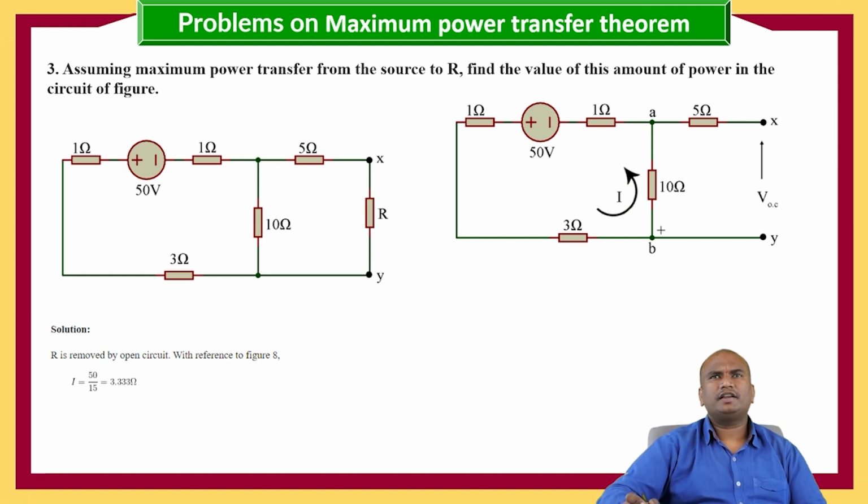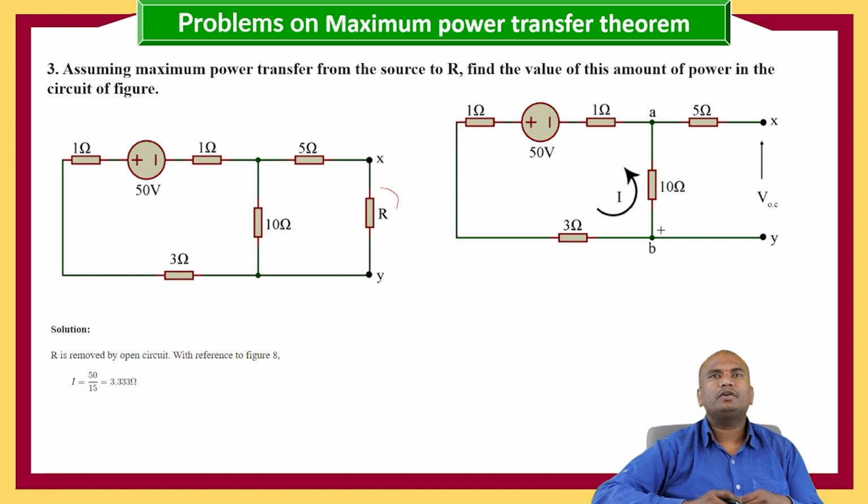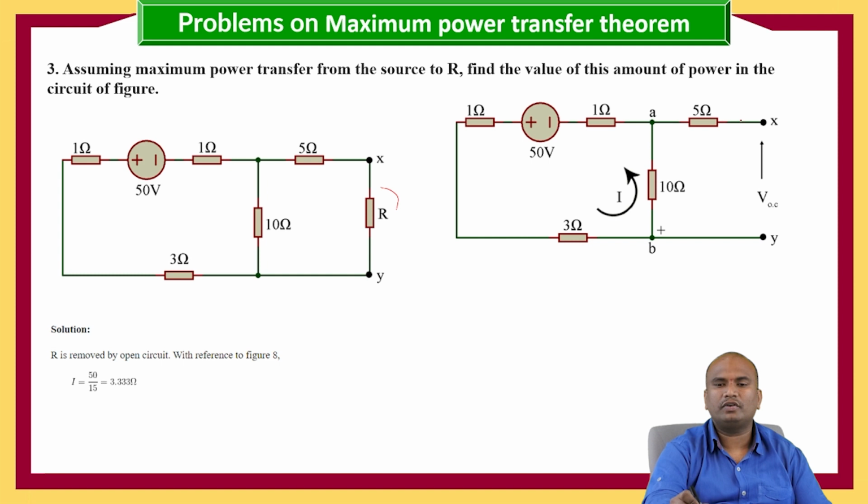Assuming maximum power transfer from source to R, find the value of this amount of power in the circuit of the figure given. This is the circuit which is given. This is the load resistance, and its value is equal to the load resistance at which the maximum power occurs. So for that, first we need to calculate VOC. For calculating VOC, no current is flowing through this 5 ohms. So VOC is nothing but the voltage across the AB terminals.